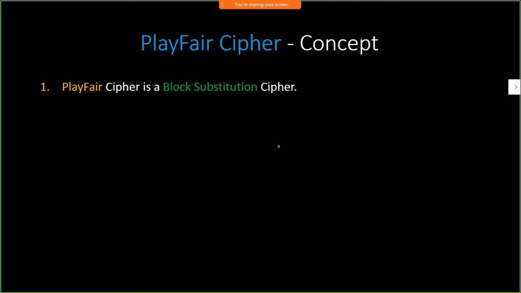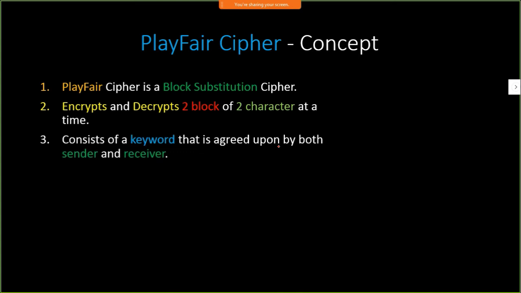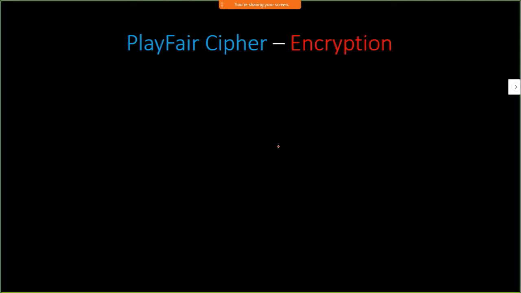Playfair cipher, a block substitution cipher, encryption and decryption. It works on two characters at a time, and consists of a keyword that is agreed upon by both sender and receiver. So the encryption process: let's take a keyword, puzzle.